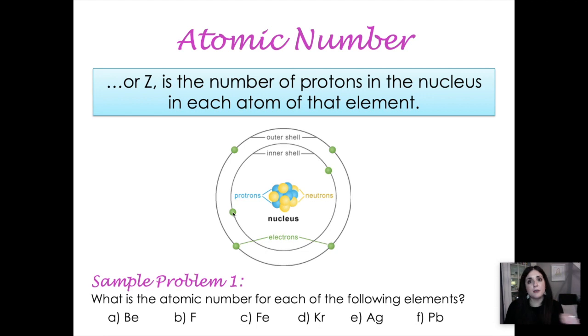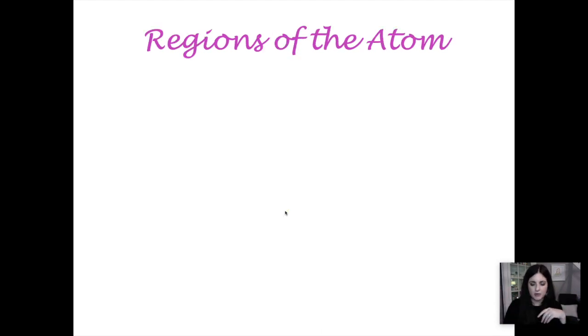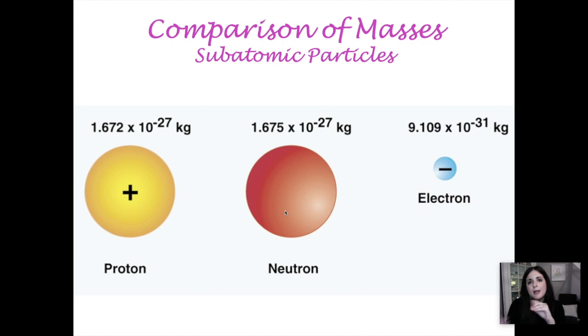Now, this is a very basic representation. These clouds are actually in 3D. They have all these different shapes, but we don't get into that here. So if we were to compare the masses of these subatomic particles, here's a proton, here's a neutron, and here's an electron.